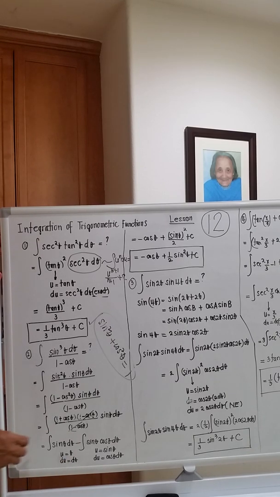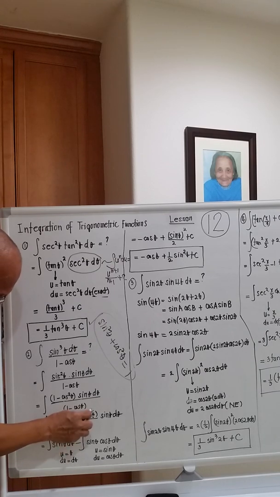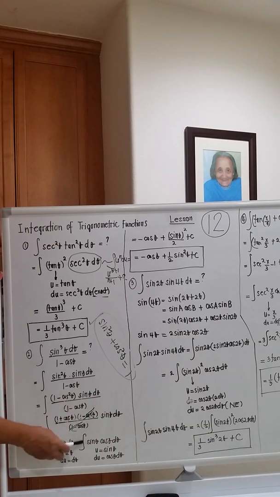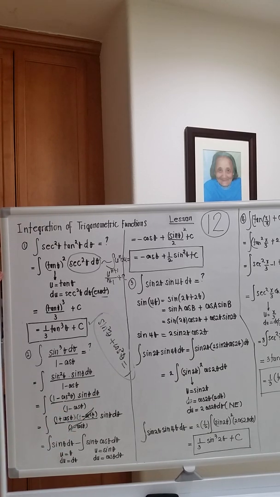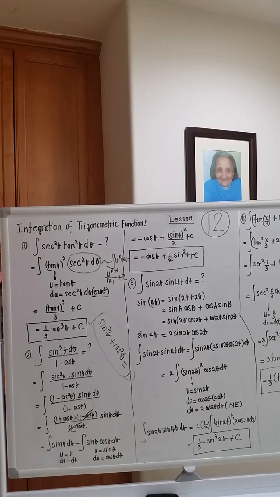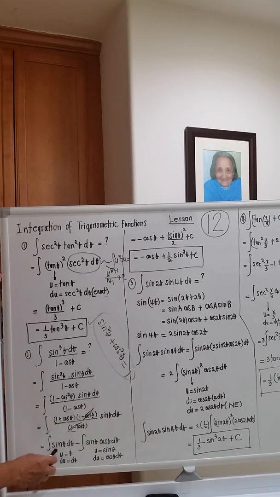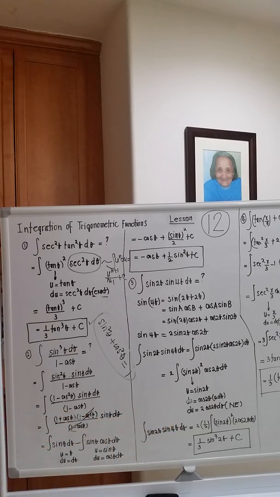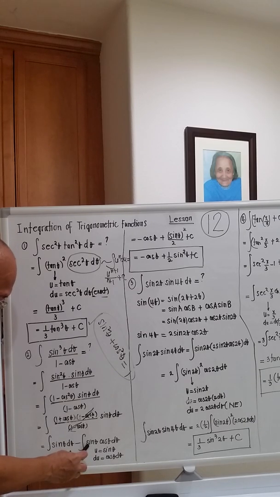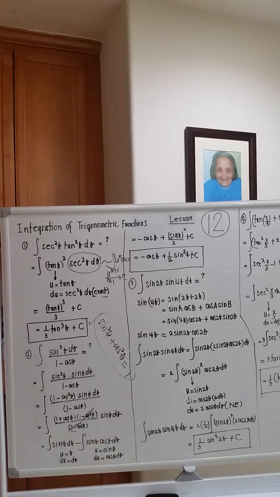And luckily, the 1 minus cosine of theta factors cancel. We got a similar factor on the numerator and denominator, so we can cancel out. So what will remain will be 1 plus cosine of theta times sine of theta differential theta. 1 times sine of theta differential theta is sine of theta differential theta. And cosine of theta times sine of theta differential theta is actually sine of theta cosine of theta differential theta. We expand already after the cancellation.